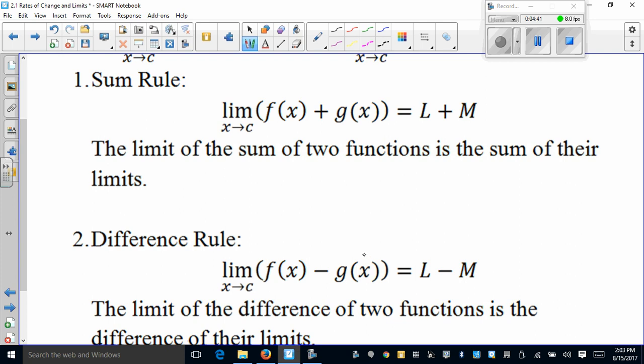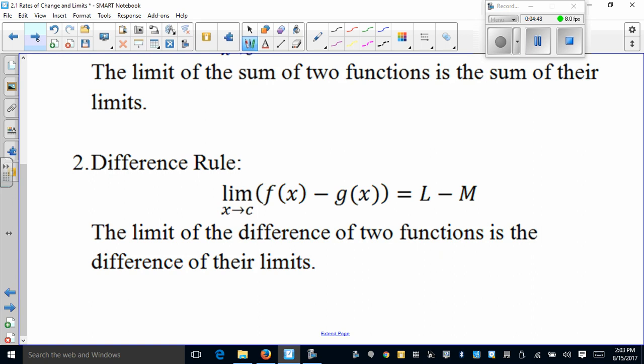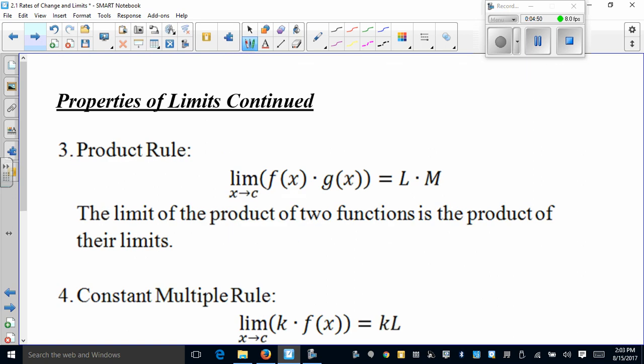The product rule, so you can find the limit of one times the limit of the other. So maybe you have like x squared minus 3 times x cubed plus 2. Instead of figuring this all out together, you take one, get the limit, take the other one, get the limit, and then multiply them together, and that gives you the limit.